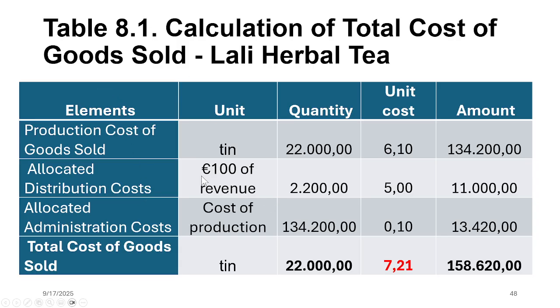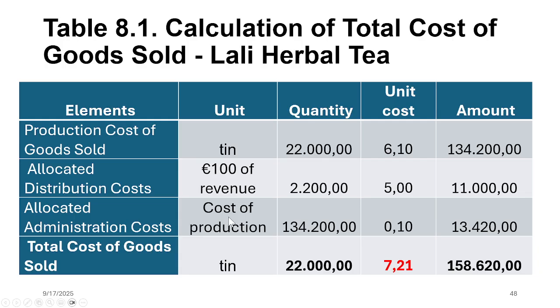So now we will calculate the indirect cost of the distribution center for the Lally Herbal Tea. In this one, for the Lally Herbal Tea, they mentioned that the unit driver is 100 euro of revenue, right? So that's the reason why we have to calculate how many units of the unit driver there are. And okay, so for the 2,200, I will show you how to calculate in the next slide. But now we look at the administration cost first.